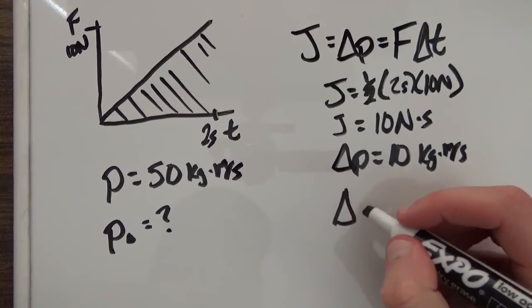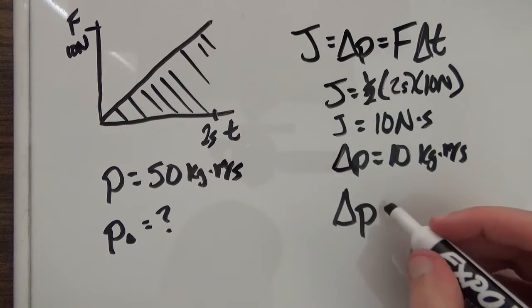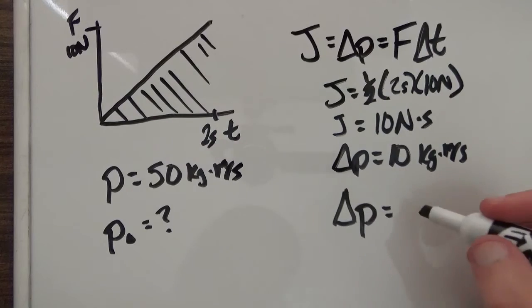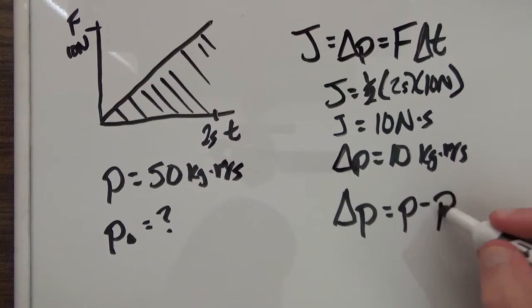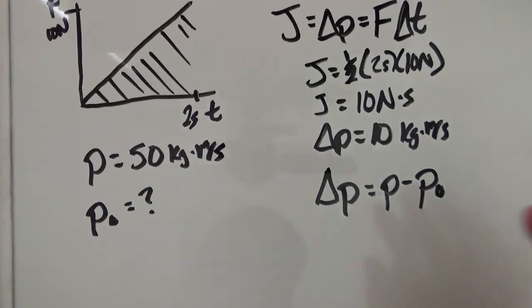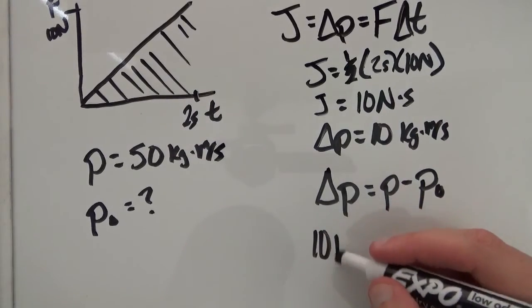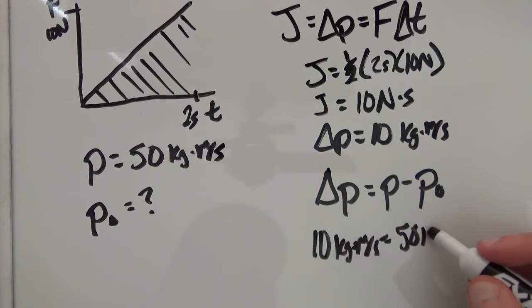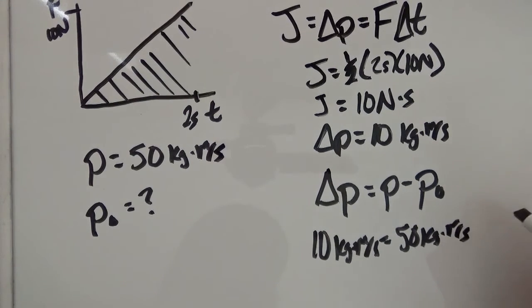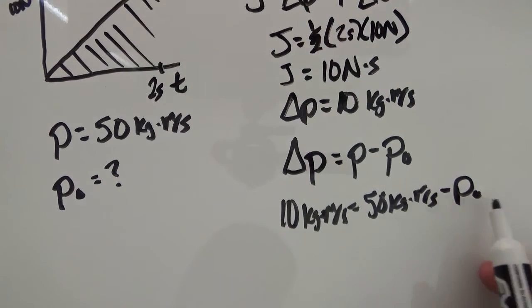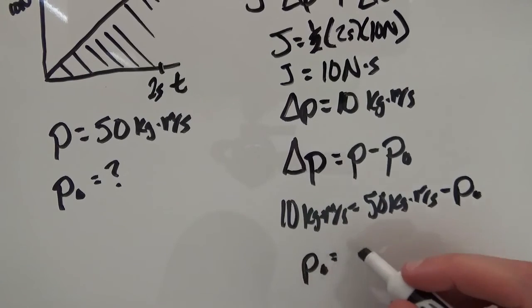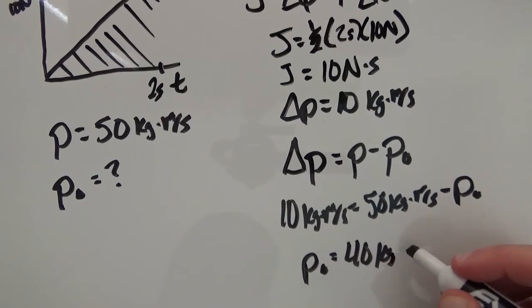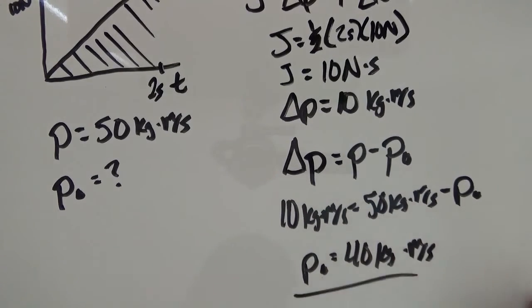So how do we calculate change in momentum? Well, a change is final minus initial, right? So final minus initial is how we would calculate it. Our change is 10 kilograms times meters per second. Our final is 50 kilograms times meters per second minus our initial, right? So subtract by 10. Our initial momentum is 40 kilograms times meters per second, just like I said.